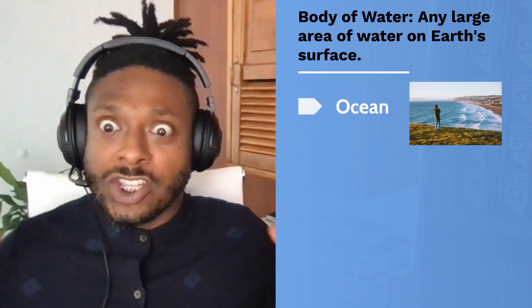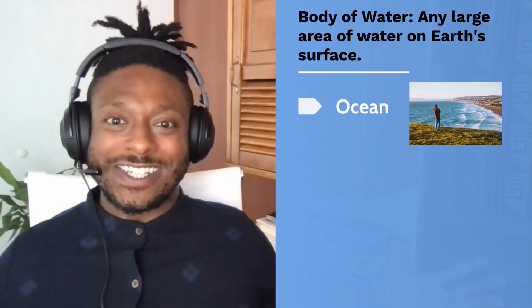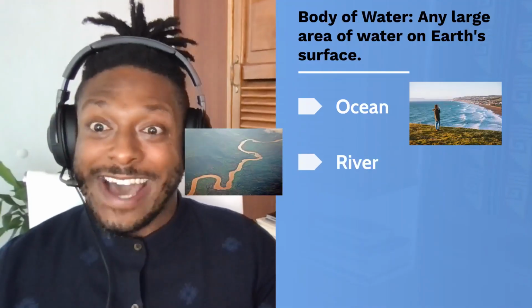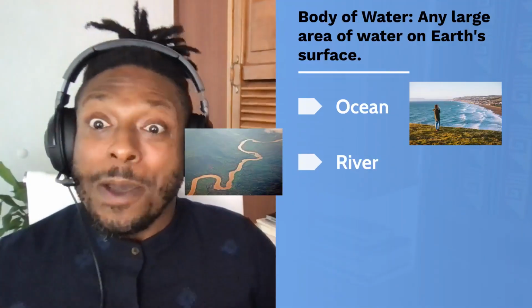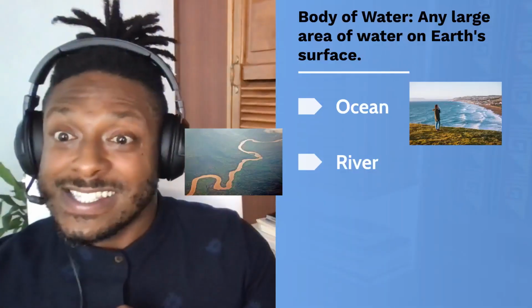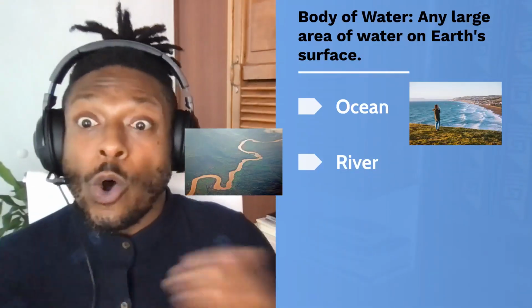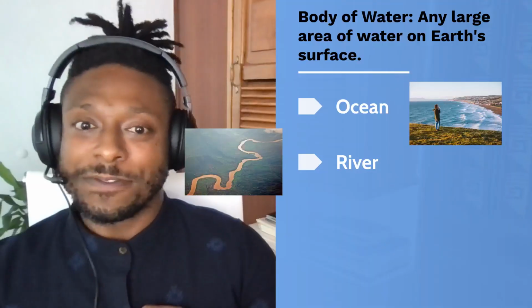First, let's start with the largest, the ocean. Next, we have a river. Many of you may live in a city that has a river that runs through it. Or maybe you live near a river.